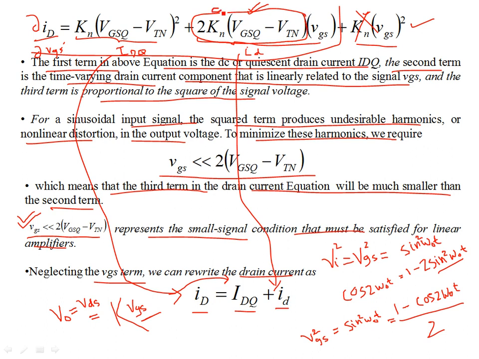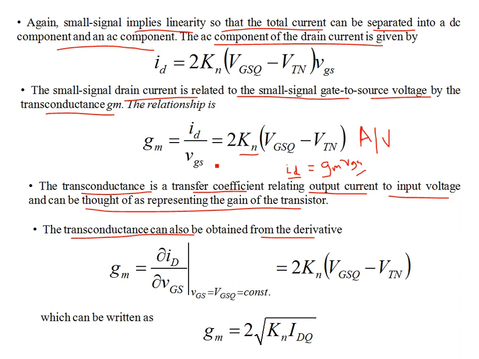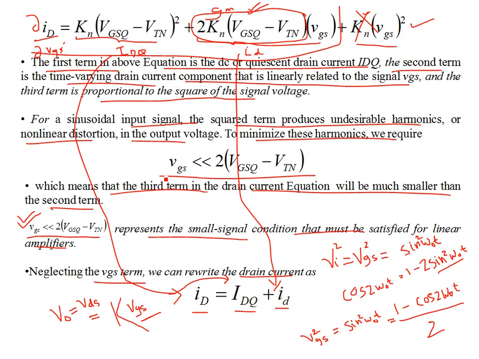This is gm, and gm is multiplied by the input voltage, and then the output is the current. So you can obtain this by the partial derivative of the instantaneous drain current with respect to VGS under small signal conditions, where VGSQ is a constant, a DC quantity, which is again twice Kn (VGSQ minus VTN). So this can also be written in terms of the DC current. Remember this IDQ.